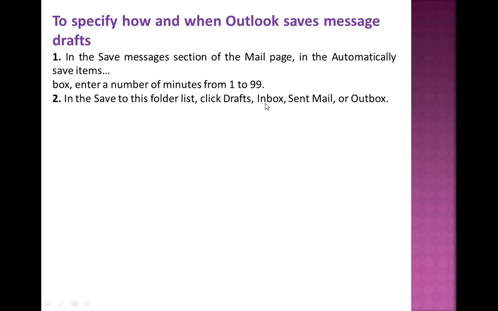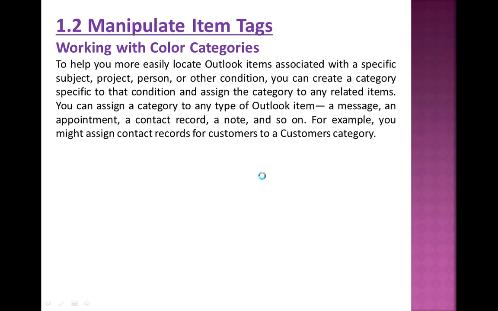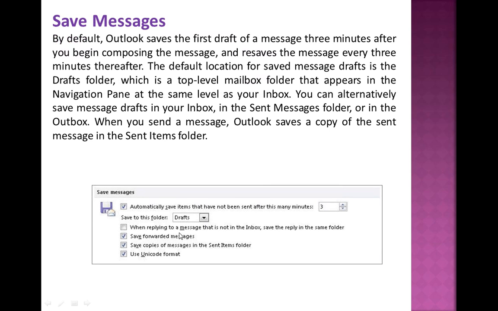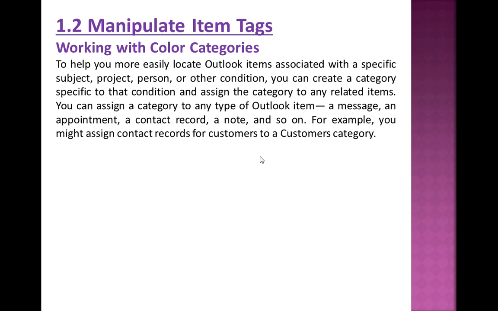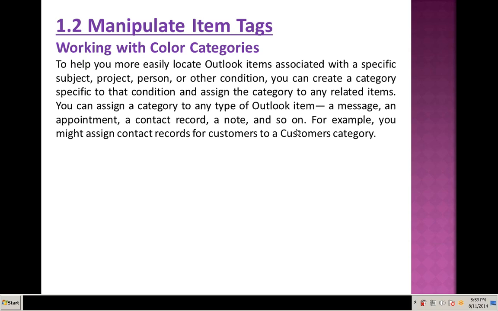In the save to the folder, click on either drafts, inbox, sent mail or outbox. It means you can use the drafts, the inbox, outbox or sent mail. So this is how we can do the settings for the messages. Next is how to manipulate the item tag.